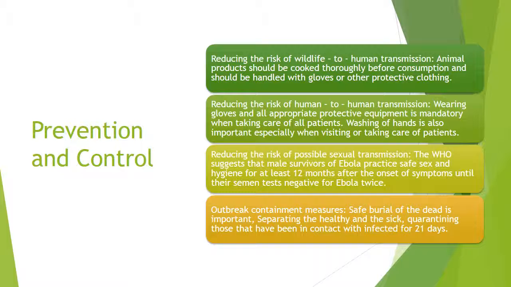Prevention and control. These prevention and control measures should help reduce the transmission of the virus. For those in the countries where Ebola is a big issue, these are very important. Making sure that animal products are cooked thoroughly before consuming them is important to remember. Wearing all appropriate protective equipment given the situation that you are in is also important. Washing hands, as in every part of infection control, is important to remember with Ebola.